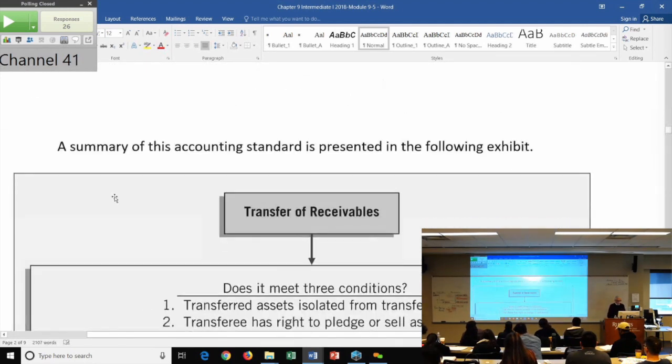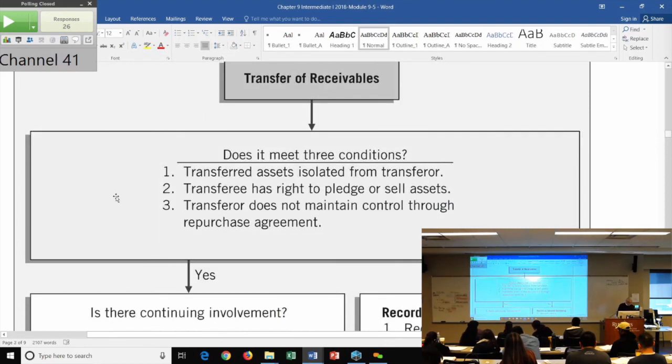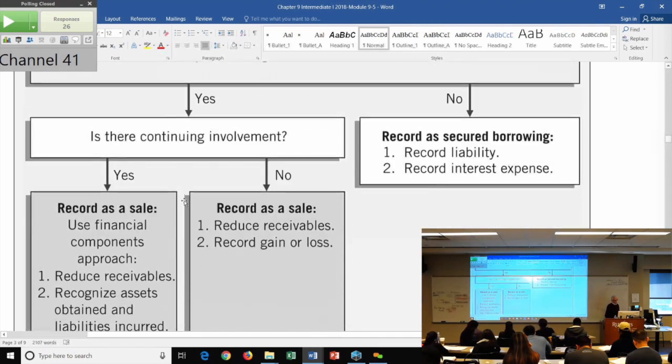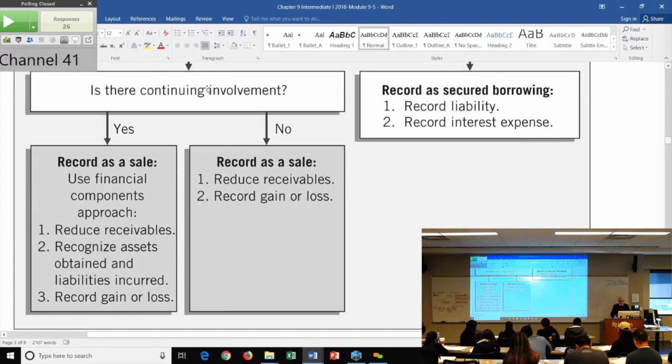Now I thought I'd give you a flow chart, make it a visual, a little easier, I hope, to understand. So transfer receivables, the same idea, different terminology. If the three conditions are met, the first question is: is there continuing involvement? Continuing involvement means recourse. So is there recourse? Whether or not there's recourse, it'll be recorded as a sale.